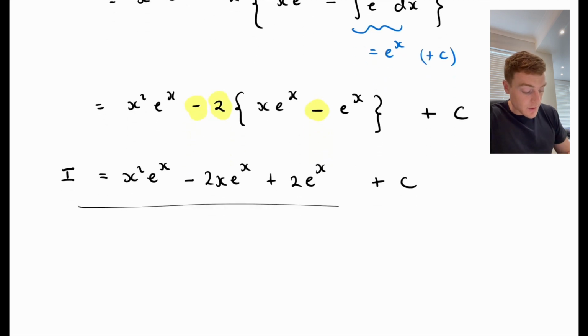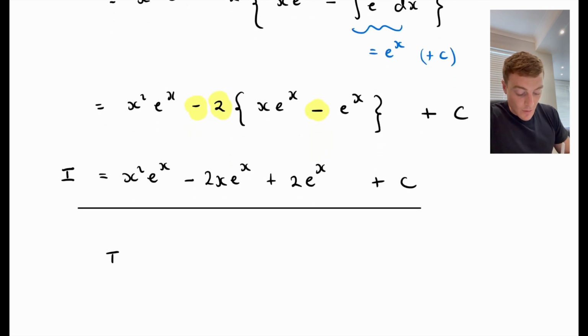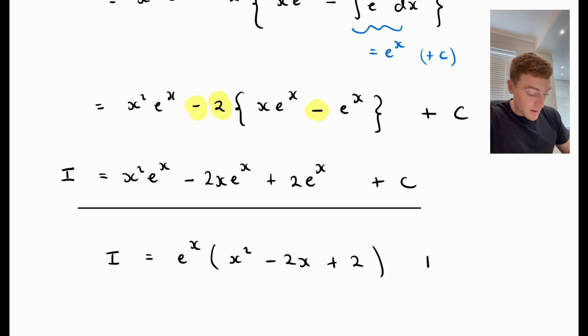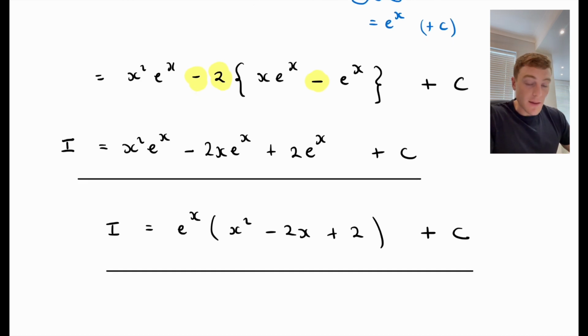So that would be acceptable as a final answer. If you wanted to take it one step further, you could factor out e to the x, so the integral is equal to e to the x times x squared minus 2x plus 2, and let's not forget our plus c. So both of those are equivalent, and that's my final answer.